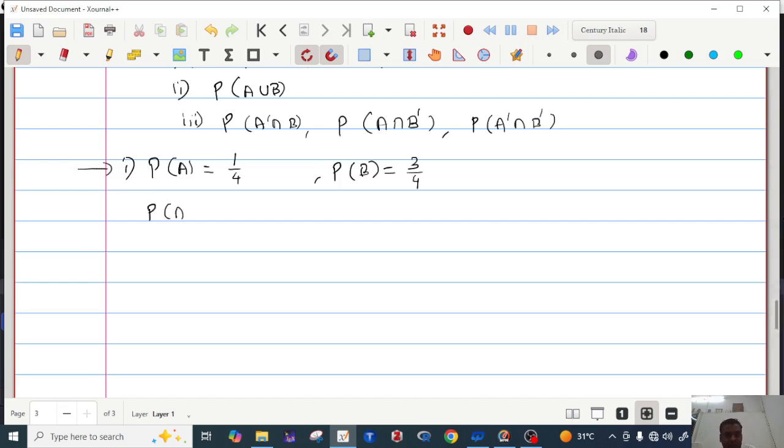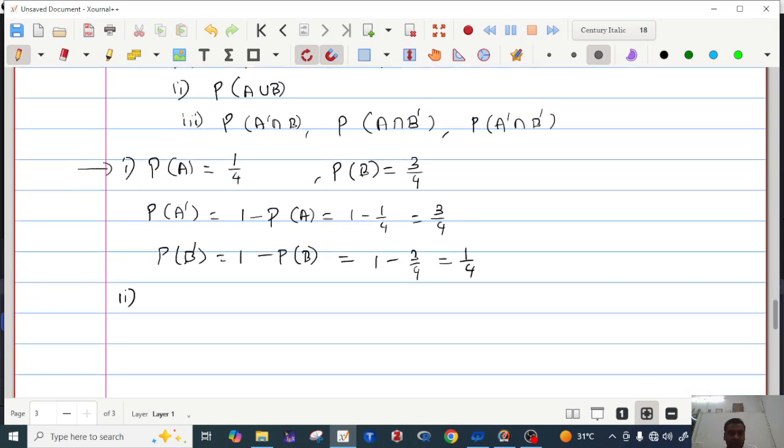Probability of A dash. What is probability of A dash? It is 1 minus probability of A, 1 minus 1 by 4, which is 3 by 4. Probability of B dash is 1 minus probability of B, 1 minus 3 by 4, which is 1 by 4. So first part is over.